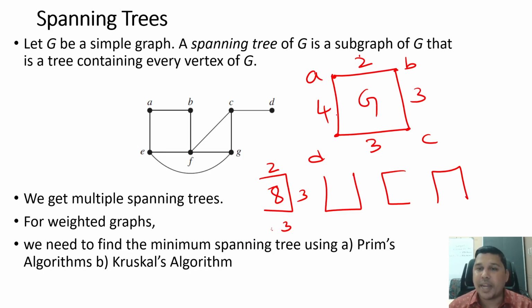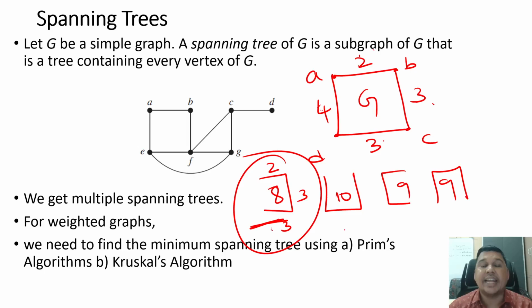Now, if you take this spanning tree, it is 4, 3, 3. That is 10. If you take this one, it is 2, 4, 3. That is 9. If you take this one again, 4, 2, 3, so 5 plus 5, 9. Among those 4 spanning trees, which spanning tree is having minimum cost, minimum weight? This one, right? Because it is 8.